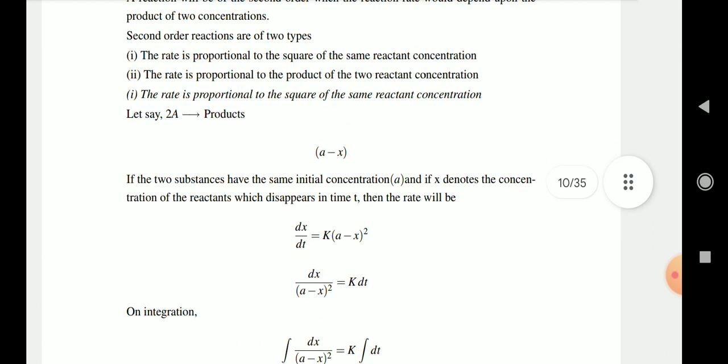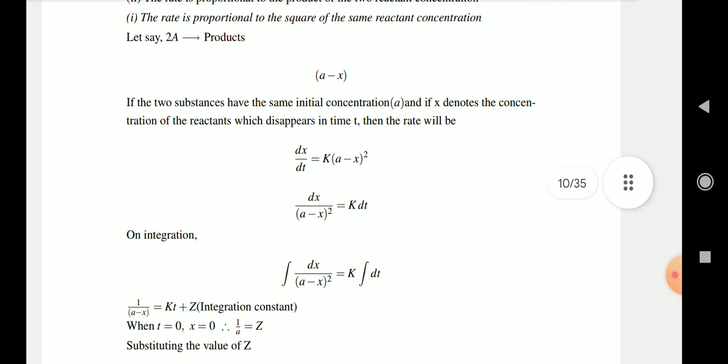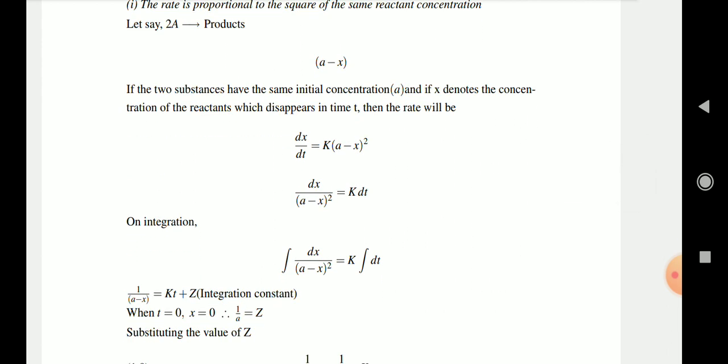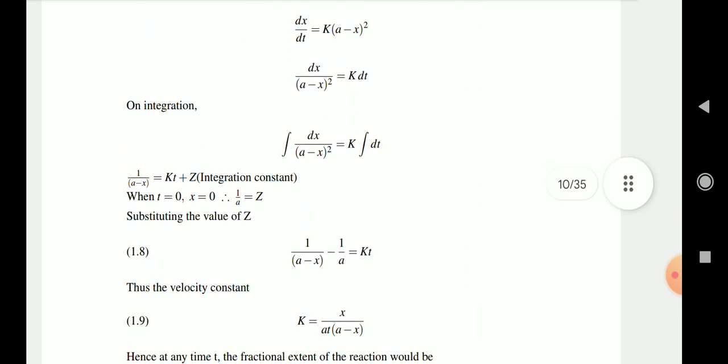If the two substances have the same initial concentration a, and x denotes the concentration of reactant which disappears in time t, then the rate is dx/dt = k(a - x)². Rearranging, dx/(a - x)² = k dt. Integrating both sides, the integral of dx/(a - x)² is equal to k times the integral of dt.